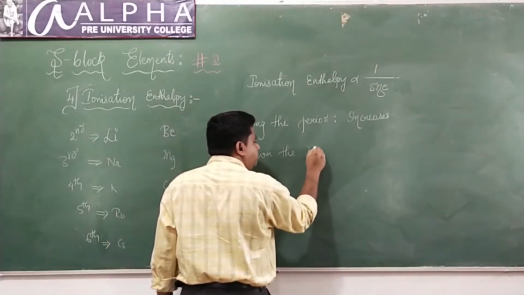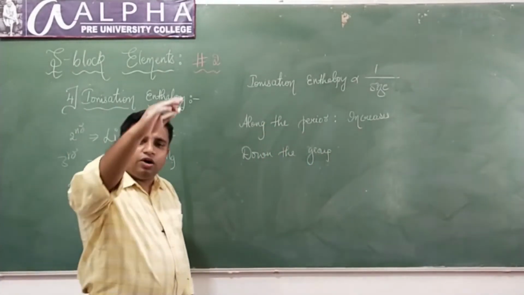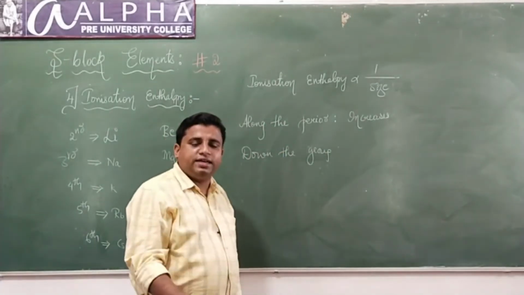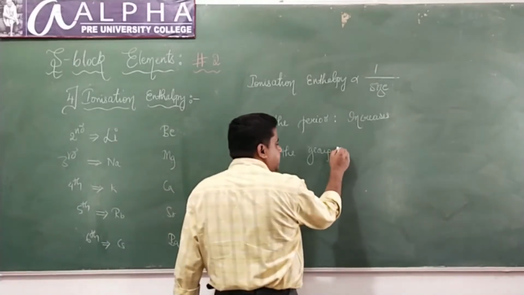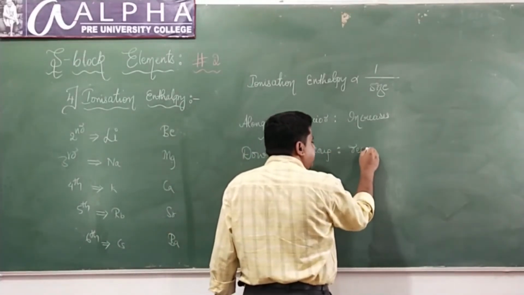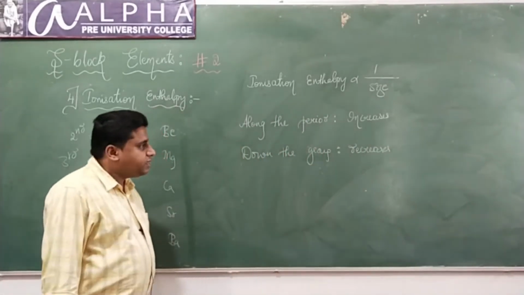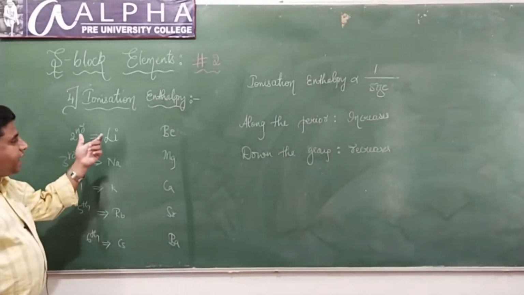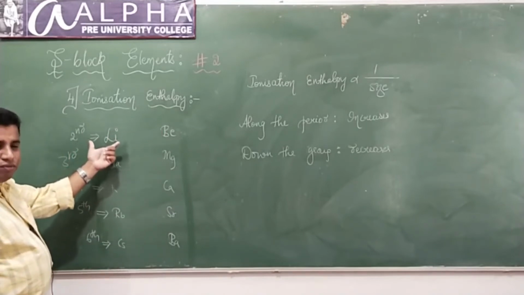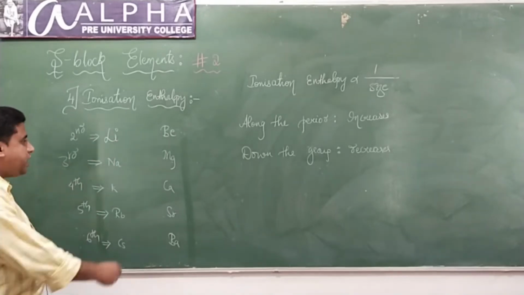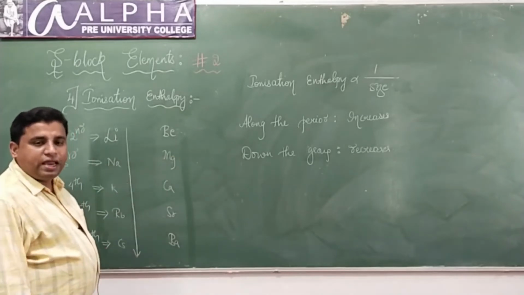whereas down the group, atomic radius increases and ionic radius increases. As the size increases, ionization enthalpy decreases. Now, if I talk about the ionization enthalpy of alkali metals, what happens from lithium to cesium? As we go down the group, ionization enthalpy decreases.